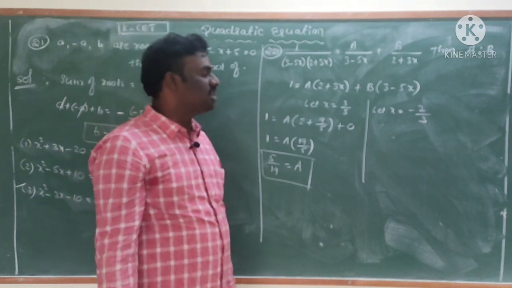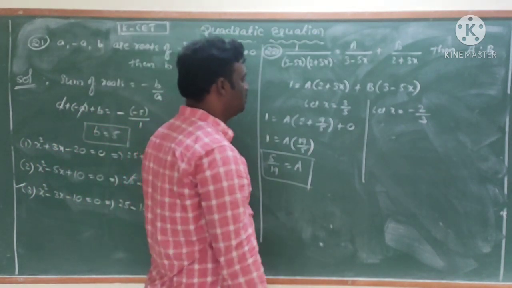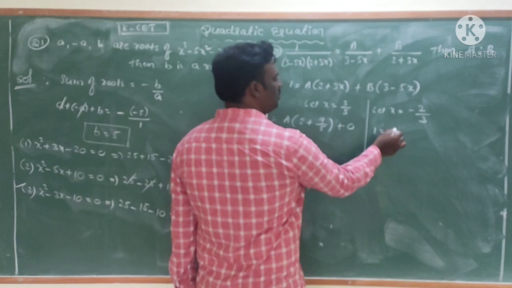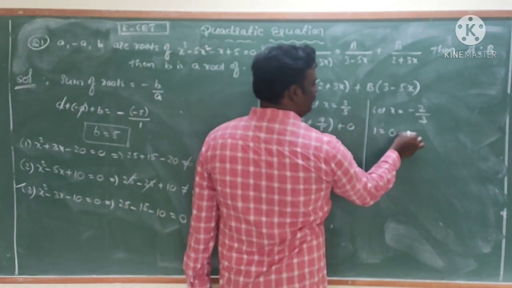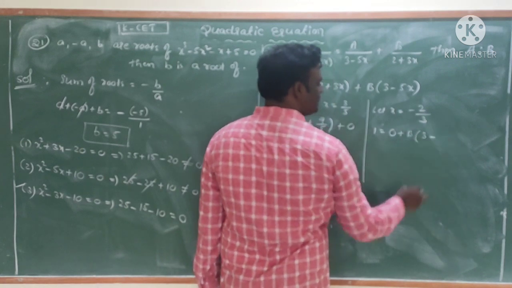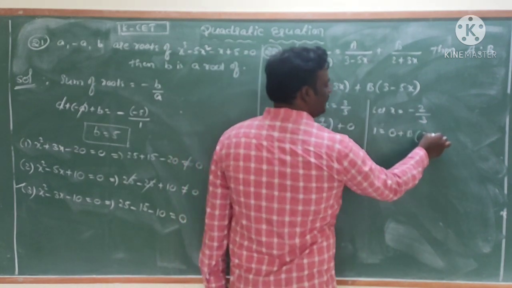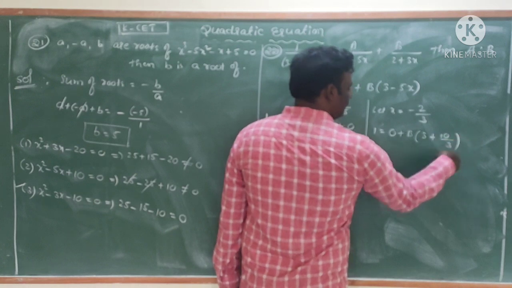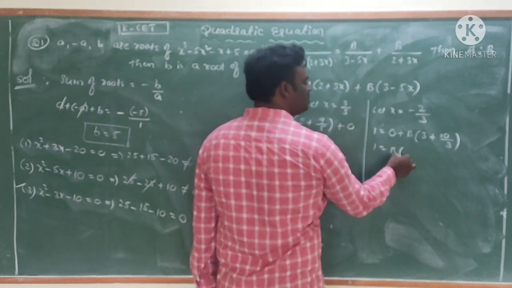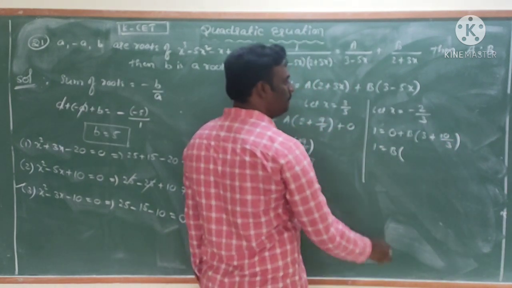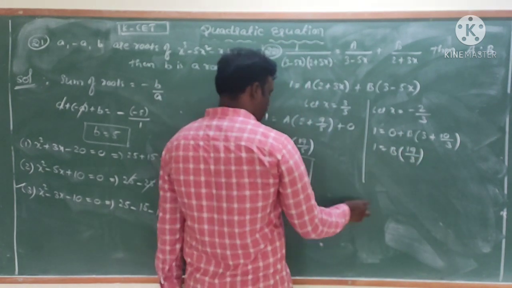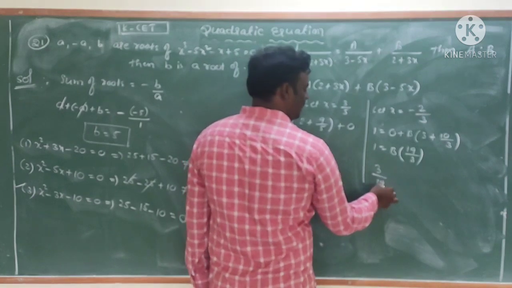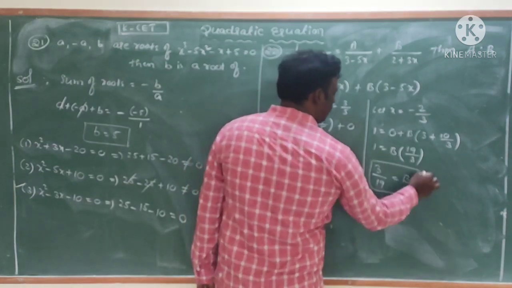Okay. Next, in place of x, we are substituting minus 2 by 3. Then 1 is equal to, if you substitute minus 2 by 3, this total term becomes 0, plus B into 3 minus 5 into minus 2 by 3, 10 by 3. Now 1 equals B into 3 threes are 9 plus 10, 19 by 3. This 19 by 3 goes to that side, then 3 by 19, that is the value of B.